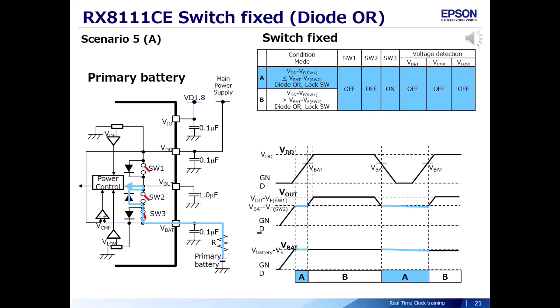Scenario 5, Case A. Switch 1 and 2 are off, switch 3 is on and fixed, no voltage monitoring is set. In the case of this page, the voltage on the VBAT side is high and power is supplied from the backup battery.